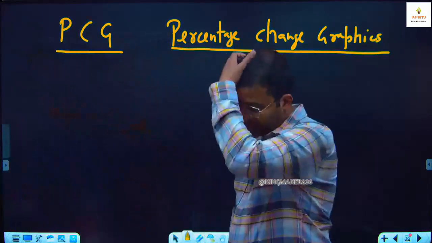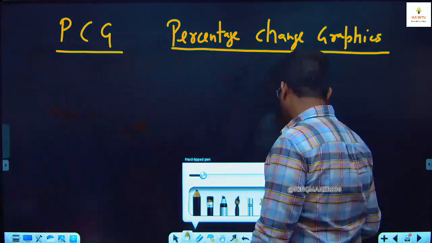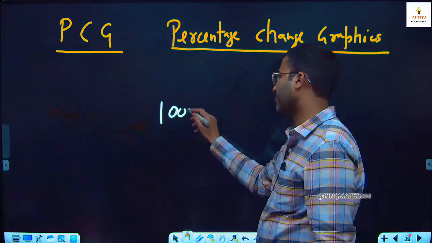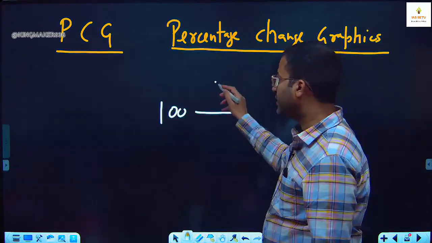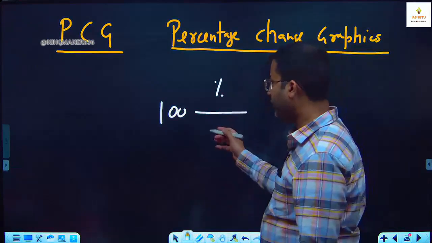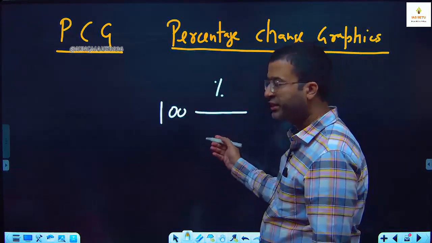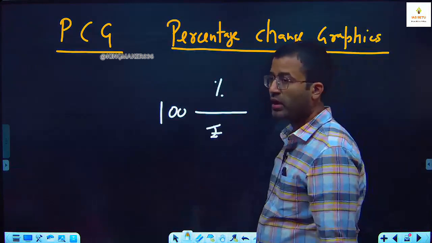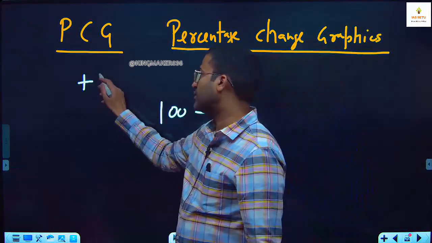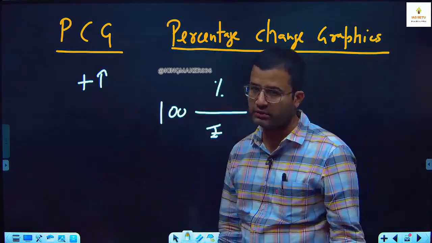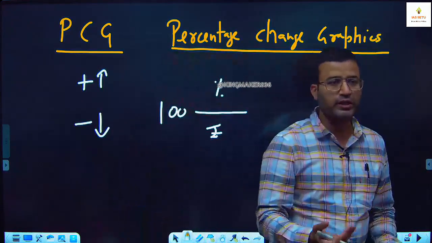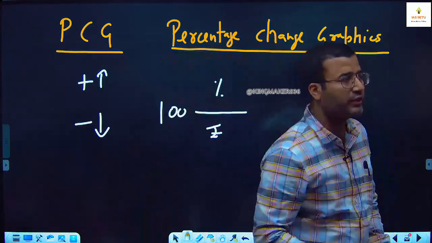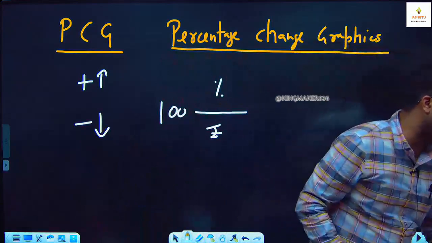What is PCG? In PCG, we start with 100. Above this, I write the percentage value. Below this, I write the absolute value, meter, rupees, whatever it is. I use plus or this up arrow for increase, minus or this down arrow for decrease. Right, minus or down arrow means decrease, plus or up arrow means increase.